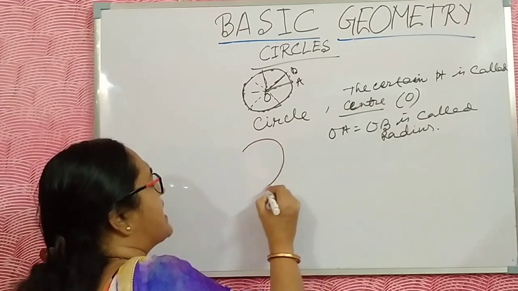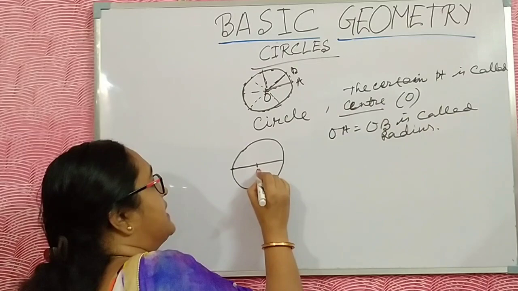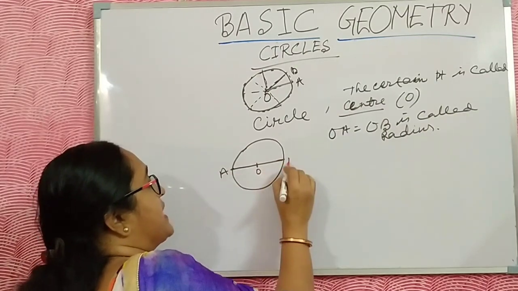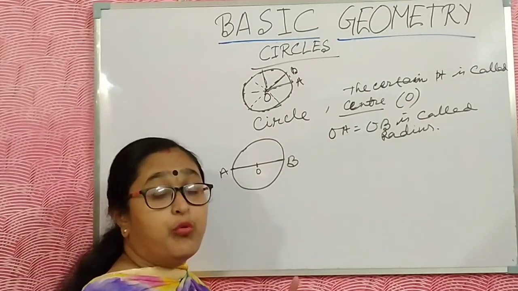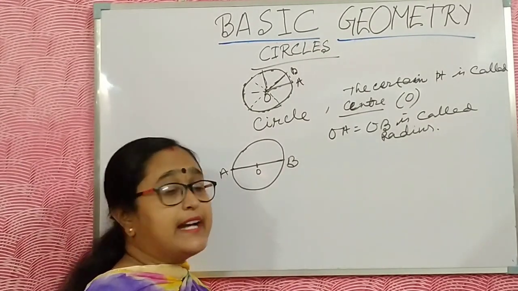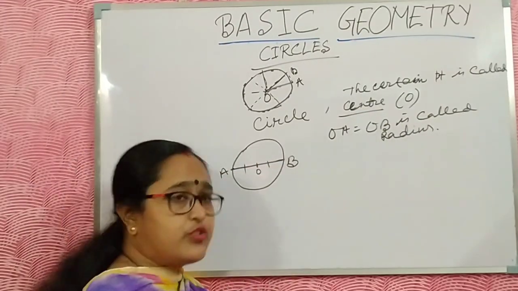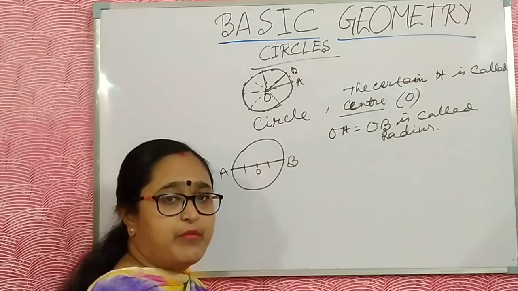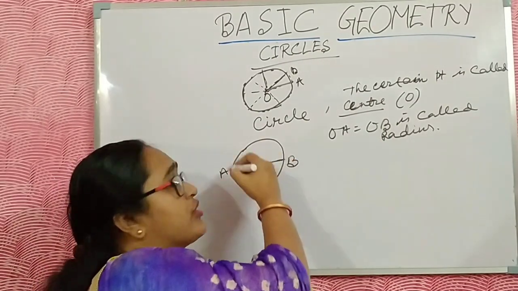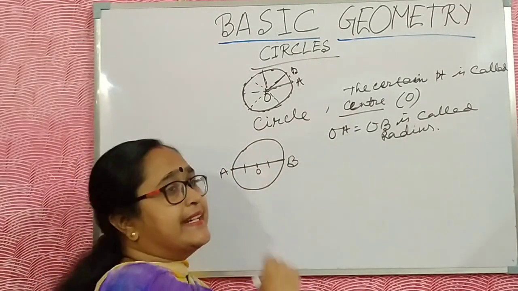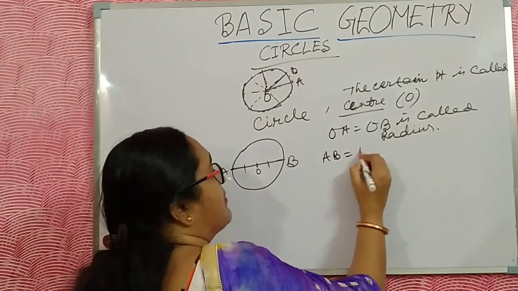And now I discuss another part of a circle. Here A and B I already wrote. The diameter. Double the radius is called the diameter. Here OAB is equal to radius, OA is also radius. This is the diameter. If you join one point to another point on the circle, passing through the center, it is called the diameter. Here AB is the diameter.